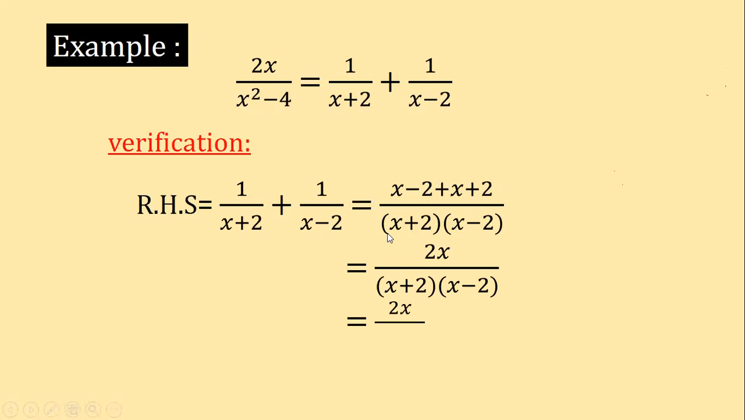So now what happens here? If you see, the plus 2 and minus 2 cancel. If these two cancel, what do we get? x plus x is 2x by x plus 2 into x minus 2. Which is in the form of a plus b into a minus b, which is nothing but a square minus b square, that is x square minus 2 square, which is 4. So it is equal to our given sum, that is the LHS. Is it verified, children? 2x by x square minus 4 is equal to 1 by x plus 2 plus 1 by x minus 2. Yes, it is verified.